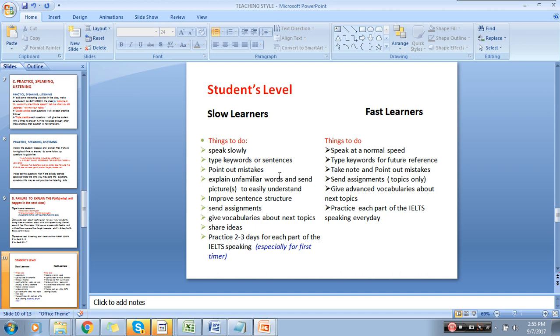Always point out mistakes, explain unfamiliar words, and send pictures to help them understand easily. Because sometimes slow learners have a hard time when it comes to vocabulary. So pictures are an easy way to let them understand the meaning of your ideas or thoughts or words. Improve their sentence structure, send assignments, and give vocabulary about the next topic.